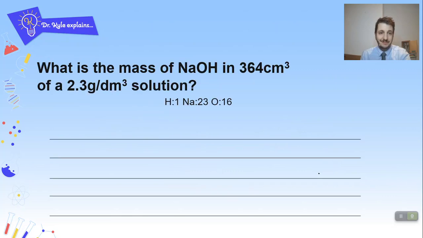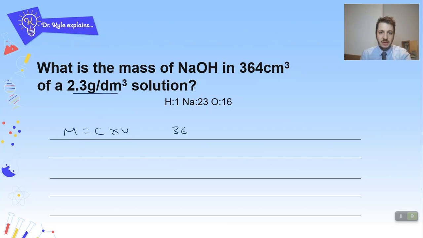Calculators at the ready. Okay, so what is the mass of NaOH in 364 centimeters cubed of a 2.3 grams per decimeter cubed solution? So straight away I've got grams per decimeter cubed, so I know I'm going to be using M equals C times V, and because my concentration is in grams per decimeter cubed, my M is going to be in grams.